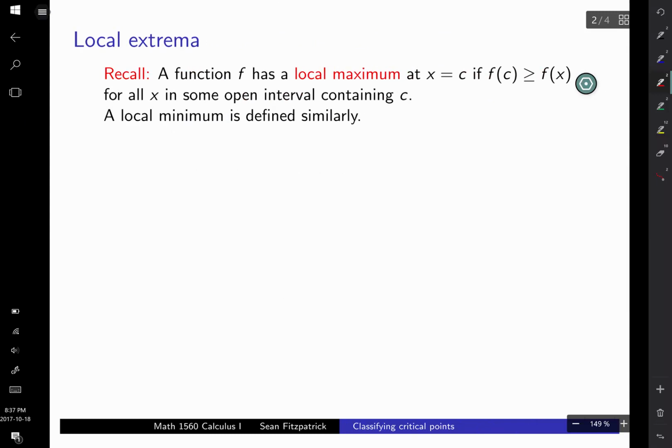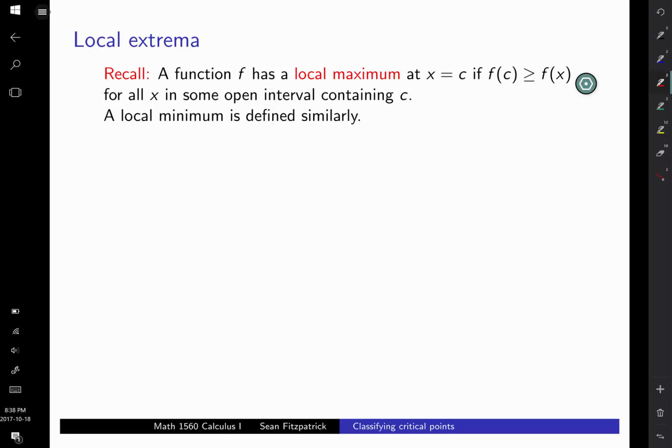For a local maximum, we say that we've got a local max if f of c is bigger than or equal to f of x for all x in some open interval containing c. Similar definition for a local minimum.